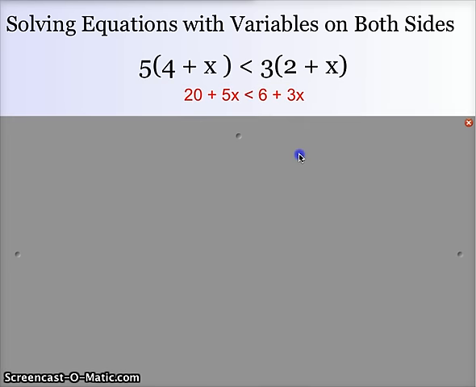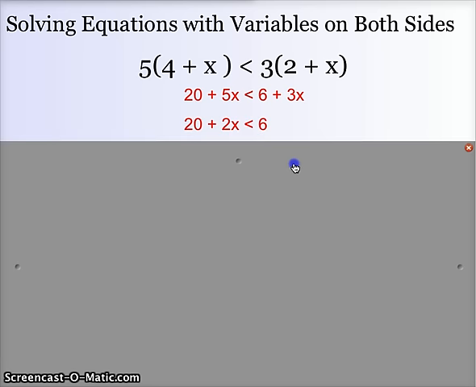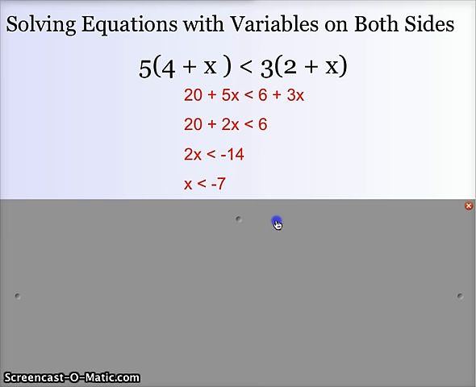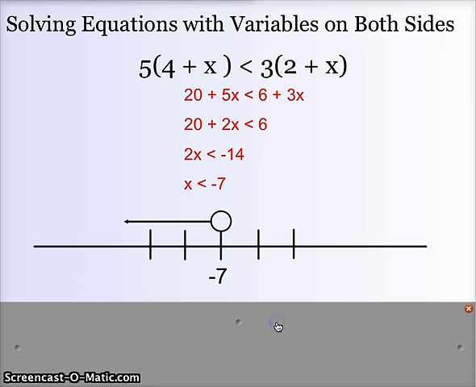You should have first distributed, getting 20 plus 5x is less than 6 plus 3x. Now you can move the smaller variable over to one side, giving you 20 plus 2x is less than 6. Subtract 20 on both sides, 2x is less than negative 14. And finally, divide by 2, x is less than negative 7. On the number line, negative 7 is your solution, but is not part of your solution, so you have an open circle with everything to the left.